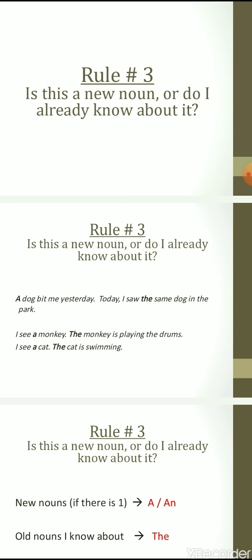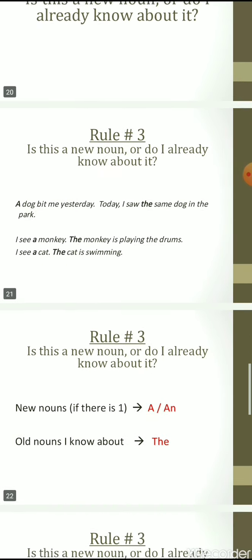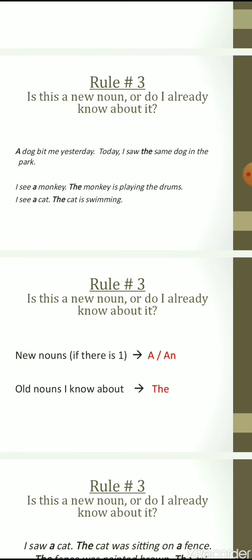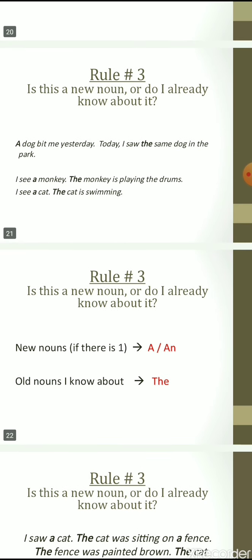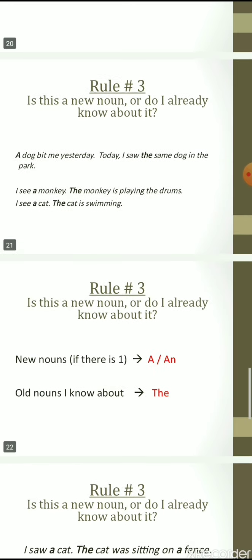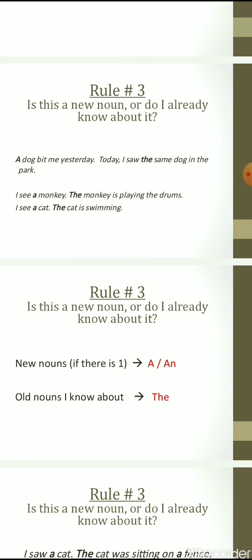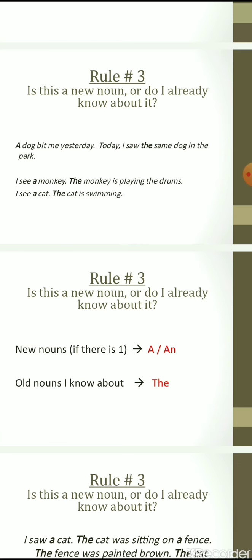Now the rule number 3. Is this a new noun or do I already know about it? A dog bit me yesterday. Today I saw the same dog in the park. Now here see, in the first line, a dog bit me yesterday. It can be any dog. But in the second sentence, we are talking about the same dog that bit him.